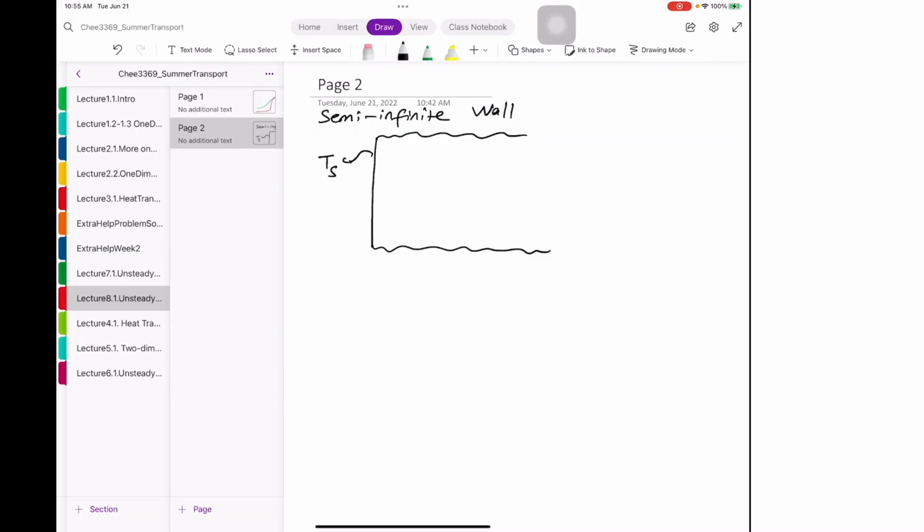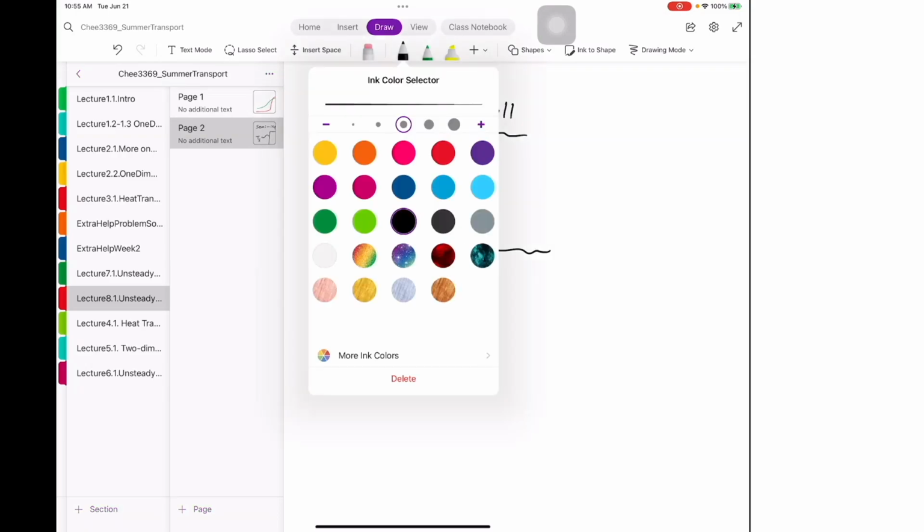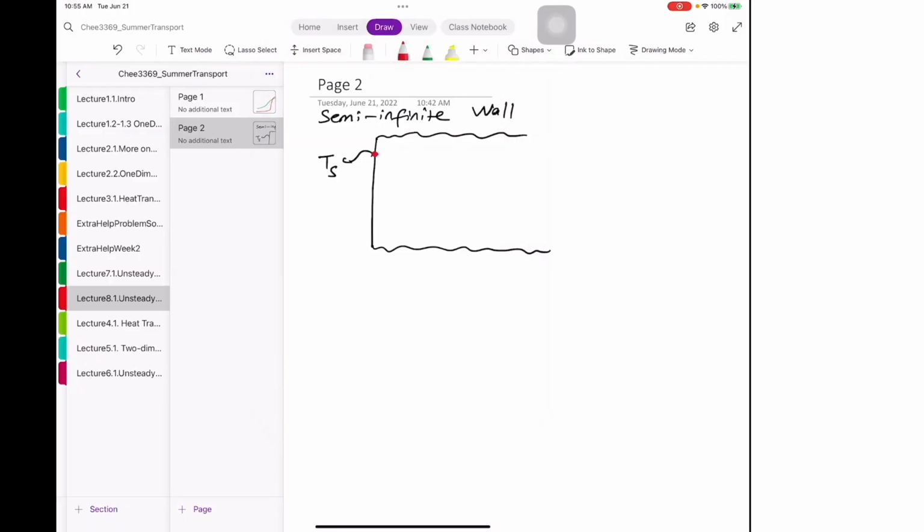Okay, and the wall is kept at a temperature Ts, surface temperature, and initially the wall is at the temperature T0. So you can think of this temperature here initially. It's at T0.